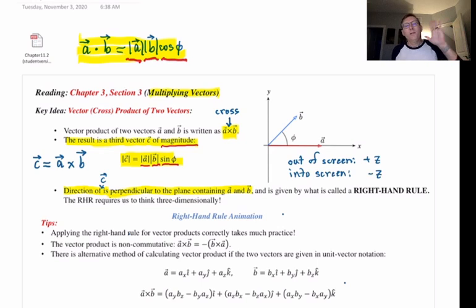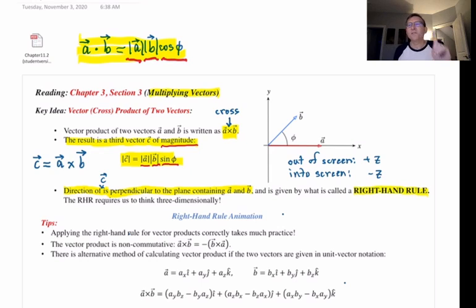Okay, so this resultant C can only be out of the screen, plus z in this case, or into the screen, negative z, because it must be perpendicular to the plane of A and B. So we only have two possibilities, out of the screen or into the screen. So we need a way to figure out which it is of those two. And that second step, determining whether it's out of the screen or into the screen, is called, and if you've had high school physics, you might have seen this before, and it might give you a little bit of a chill, it's called a right-hand rule.